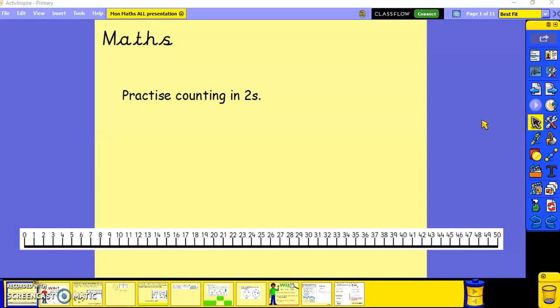As a warm-up, can we practice counting in twos? You might just want to practice counting in twos as a number sequence. You might want to write it down. You might want to write down the multiplication number sentences for the 2 times table for counting in twos, or you might want to practice jumping along the number line in twos. So pause your video here and have a go at practicing counting in twos in different ways.